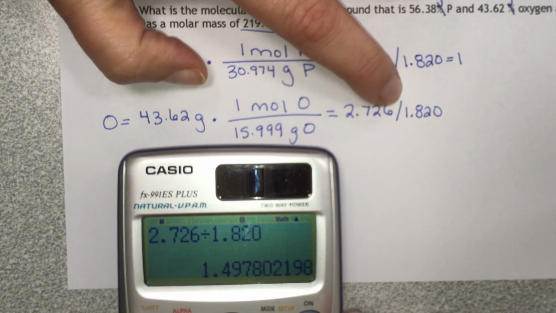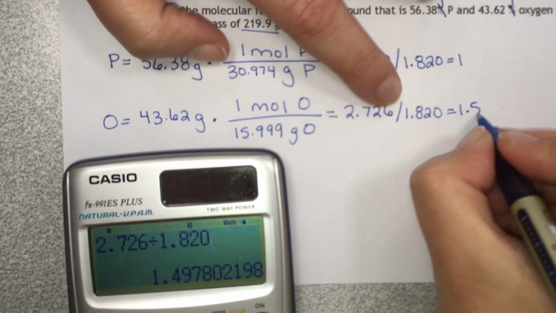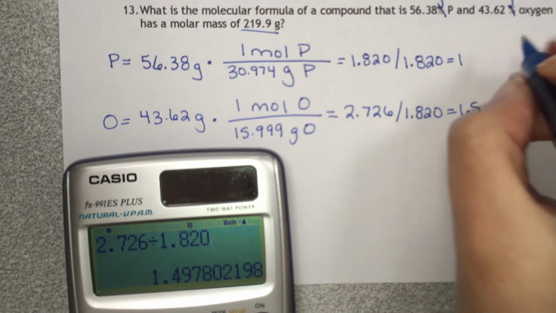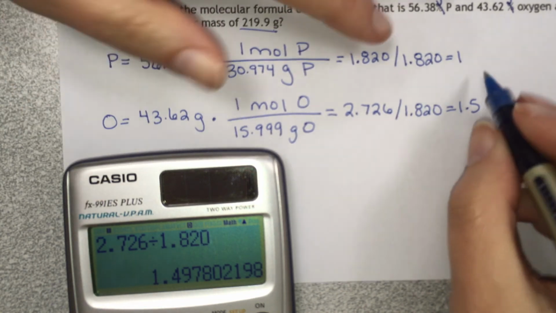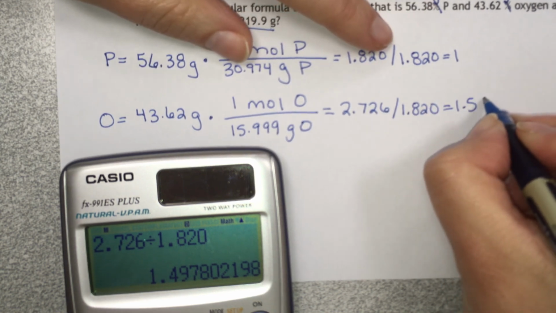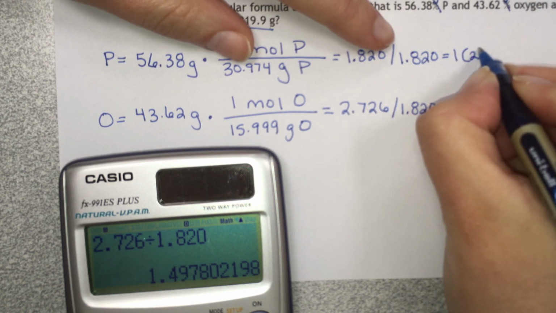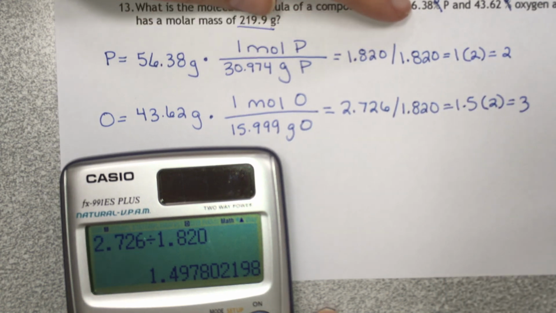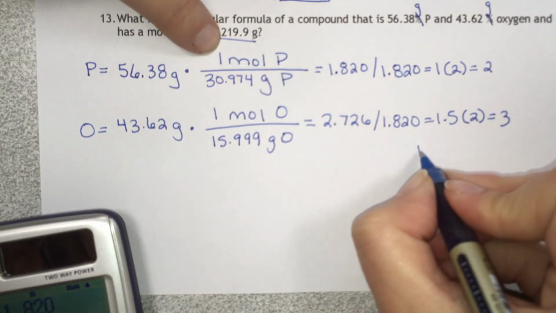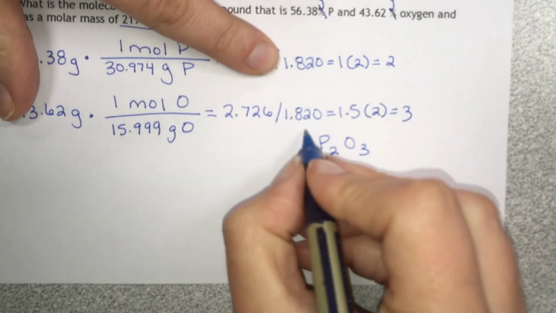Good. I was hoping it wouldn't be a whole number. So it's 1, basically 1.5, okay? So what we do here in this case is we multiply by the lowest whole number that will make both of these numbers whole. So the lowest whole number would be 2. That would equal 3, okay? But we also have to multiply this by 2, which would equal 2. So then the empirical formula is P2O3. That's the empirical formula, okay?